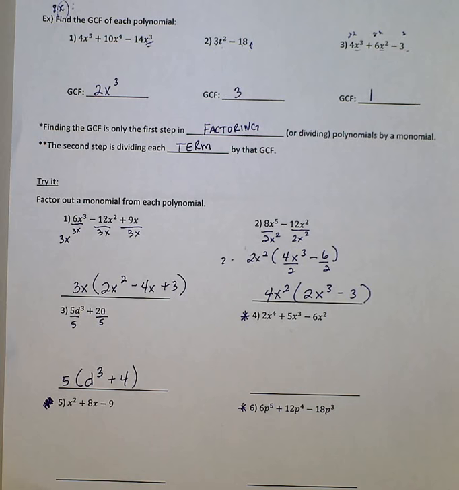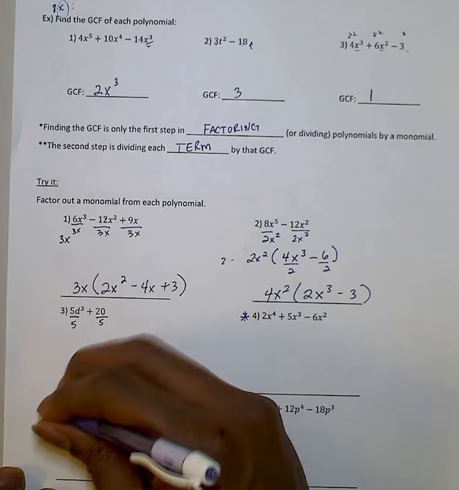Alright, so again, you guys are going to do 4. Look at the variables, look at the numbers, make sure you're taking out the GCF between both of those. And now number 5, which we'll do together.